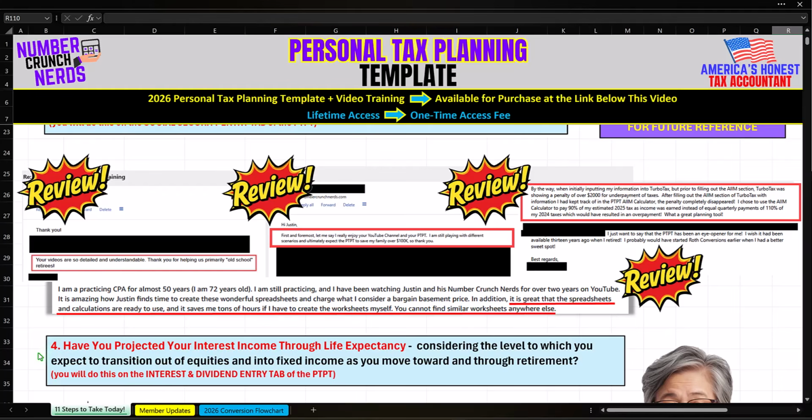Okay, coming back over here, action step number 4. Have you projected your interest income through life expectancy, considering the level to which you expect to transition out of equities and into fixed income as you move toward and through retirement? Also note right here, you will do this on the interest and dividend entry tab of the personal tax planning template.